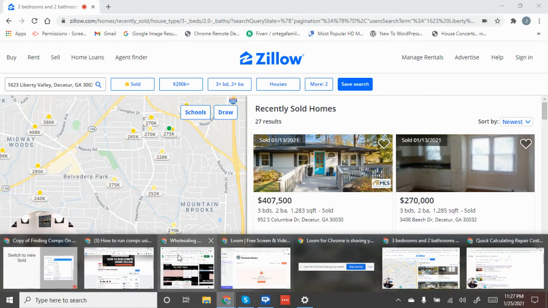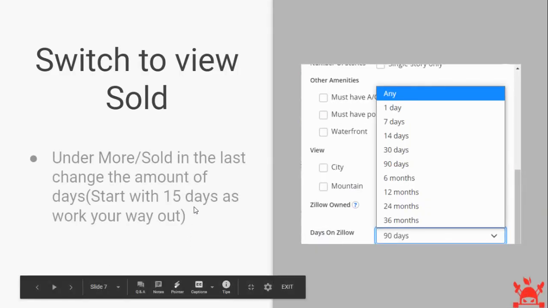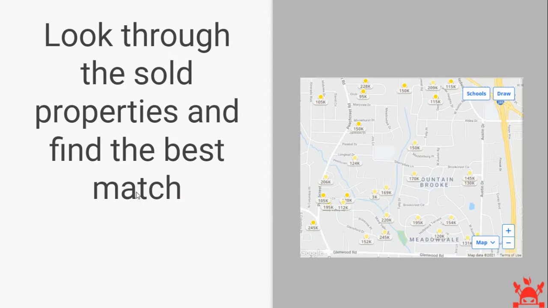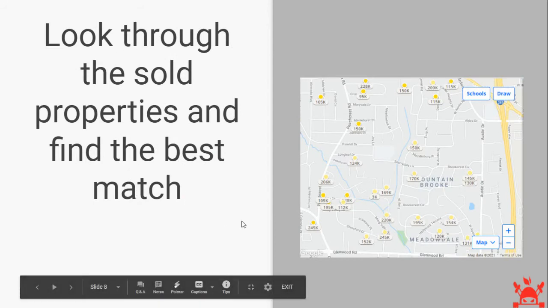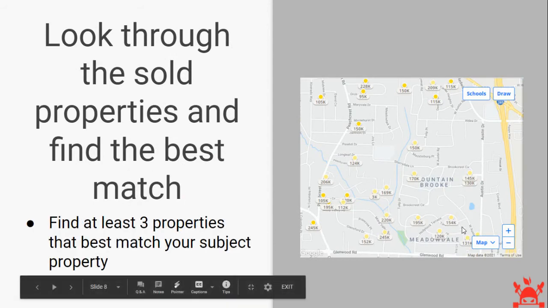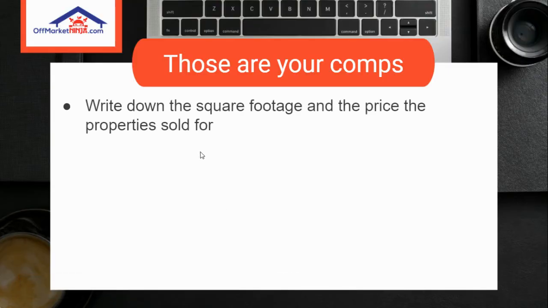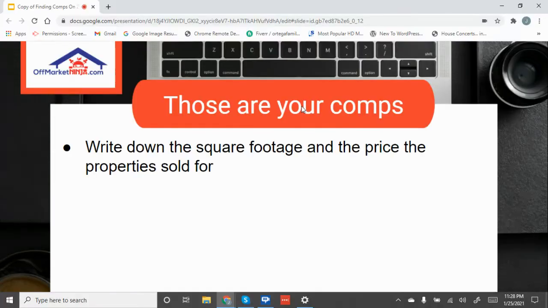Hold on one second. Let's go back to the presentation here and switch the view to sold. So we did this under our sold. We looked through the sold properties. We're gonna find at least three properties. So for the sake of the video, we're just gonna use those three that we talked about, and those are your comps, right? For those three, we're gonna write down the square footage and the price that those properties sold for.